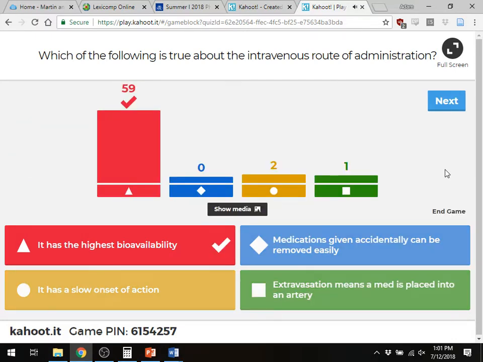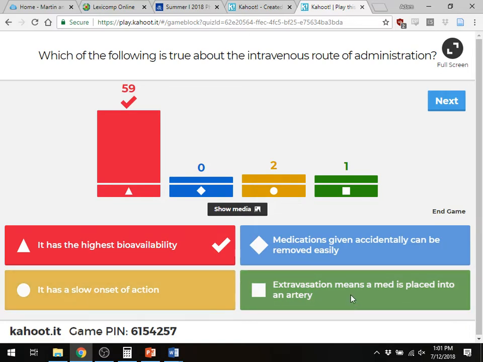Very good. Yes, as the highest bioavailability, it should be what percentage bioavailable? 100%. Absolutely good. What about the blue answer? Medications given accidentally can be removed easily? Once it's in, it's in. You're done. Right? Slow onset of action? One of the fastest, right? It's very, very fast onset of action.